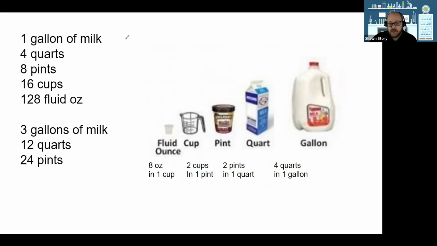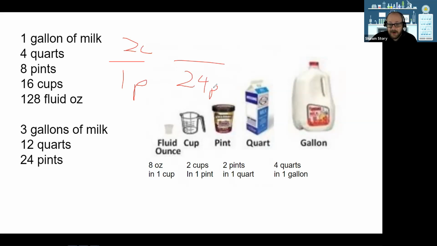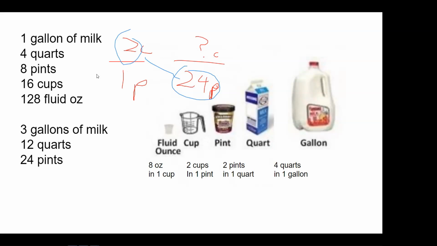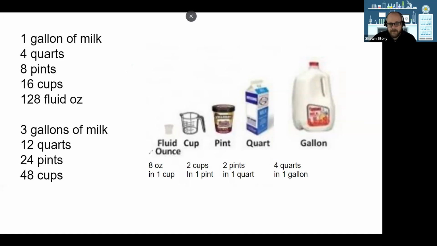So I have 2 cups equals 1 pint. I have a total of 24 pints so far, and I want to know how many cups is 24 pints. What do I got? 48. And then here's our hard one, the big one.